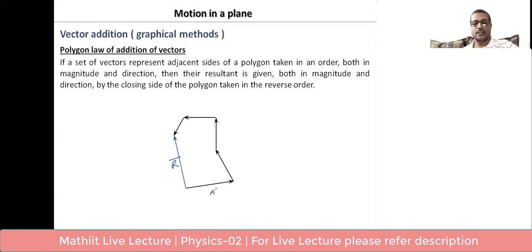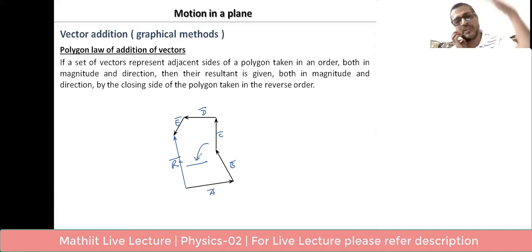Instead of doing all that, this is vector A bar, this is B bar, this is C bar, this is D bar, this is E bar, and this resultant is the resultant of addition of all these vectors. This is the polygon law of addition of vectors. So basically speaking, polygon law is just an extension of triangle law. In triangle law, you add only two vectors, keep on repeating the process, and that becomes the polygon law of addition of vectors. Is the idea clear?